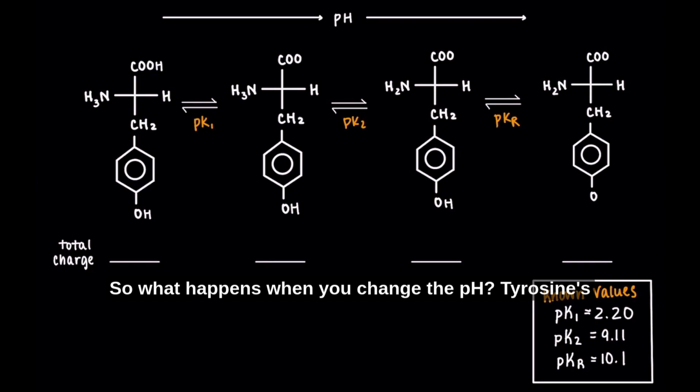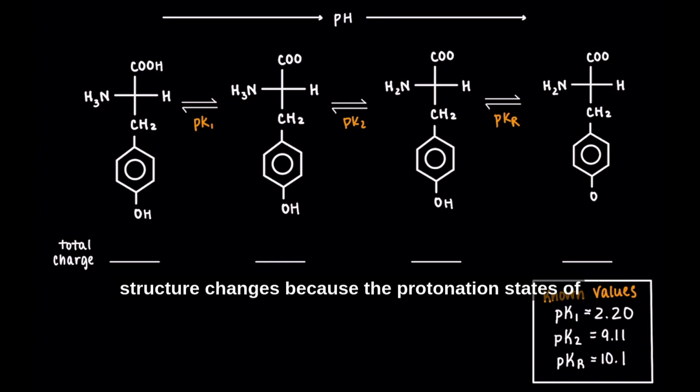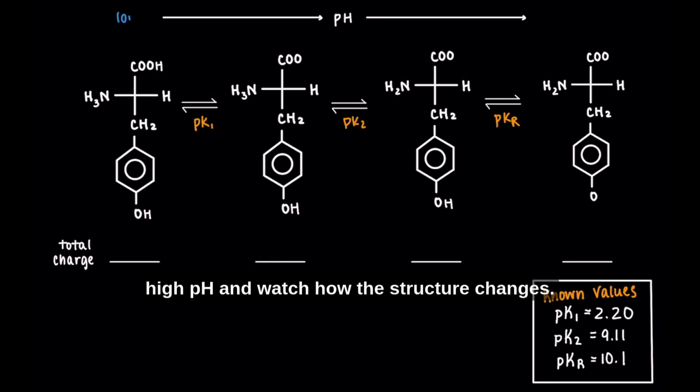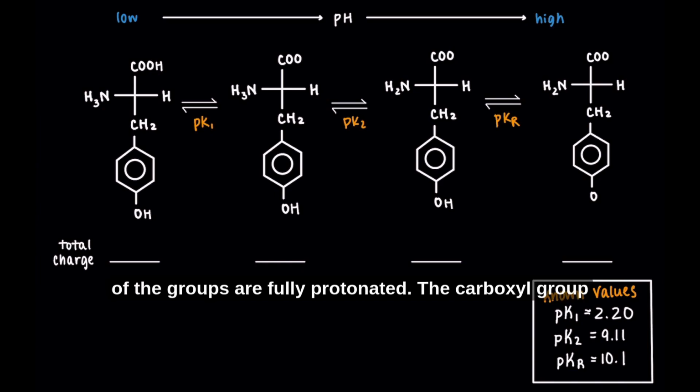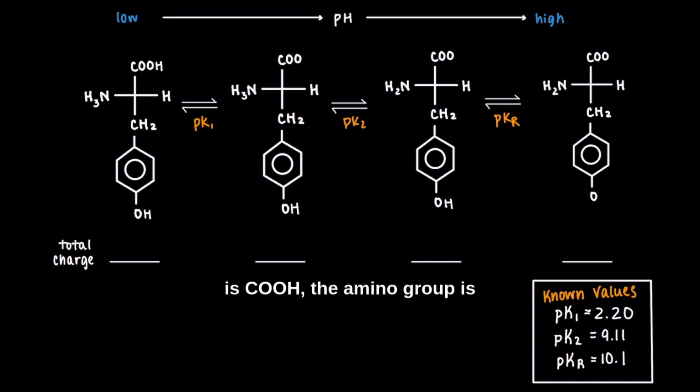So what happens when you change the pH? Tyrosine's structure changes because the protonation states of its groups shift. Let's go from low to high pH and watch how the structure changes. At very low pH, around 1, all of the groups are fully protonated. The carboxyl group is COOH, the amino group is NH3+, the phenyl side chain is OH. At this point, the net charge is positive 1.